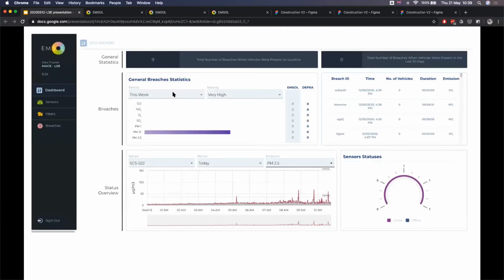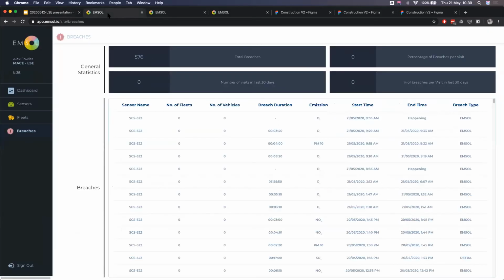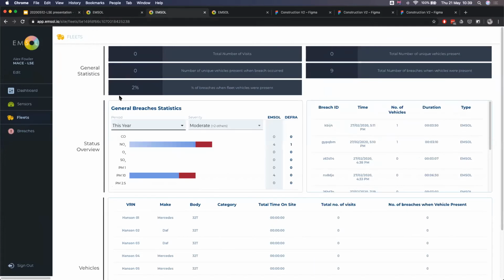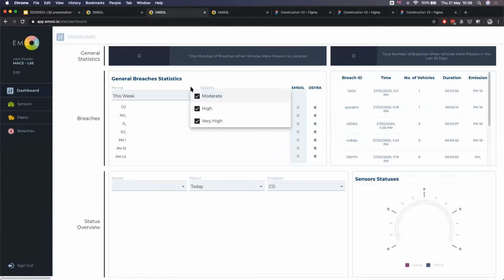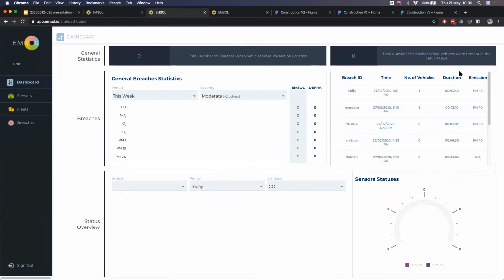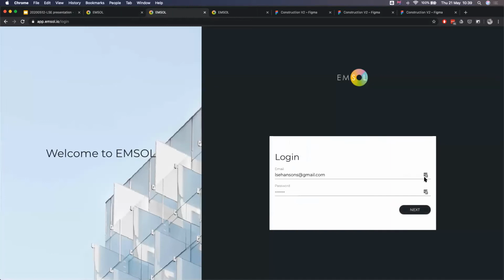Okay, so I'm just going to move to a demo, which is always risky, but I hope we're going to be okay. So this is our live system for this site. If I go to the fleets view, then we can see the data for today. Okay, I'm just going to have to log in again.